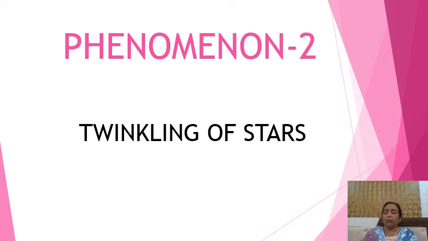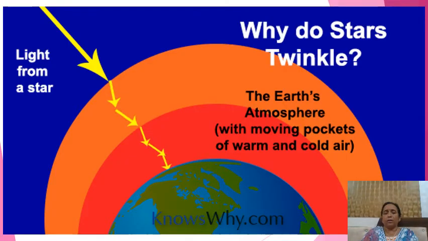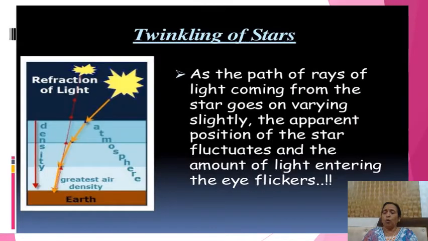The next phenomenon is the twinkling of the star. Why do stars twinkle? Again, the Earth's atmosphere has pockets of warm and cold air. Because of these pockets, the light coming from the stars keeps on changing its direction, and as a result, a flickering is observed. The light that enters the observer's eye keeps on flickering, and this gives a twinkling effect. As the path of the rays of light coming from the star varies slightly, the apparent position of the star fluctuates and the amount of light entering the eye also flickers. This gives the twinkling effect.